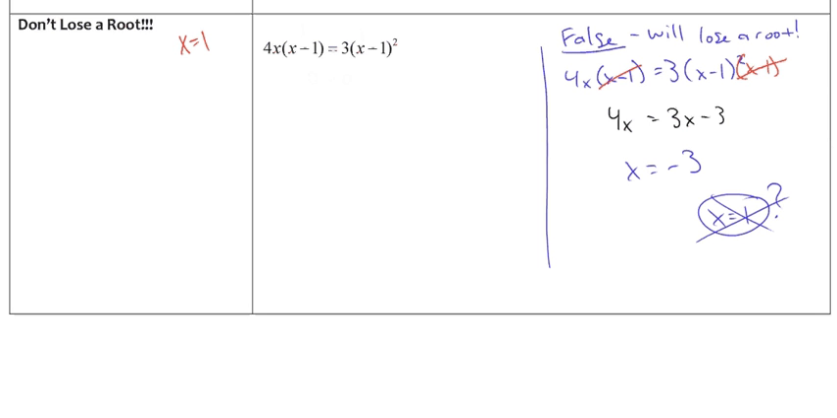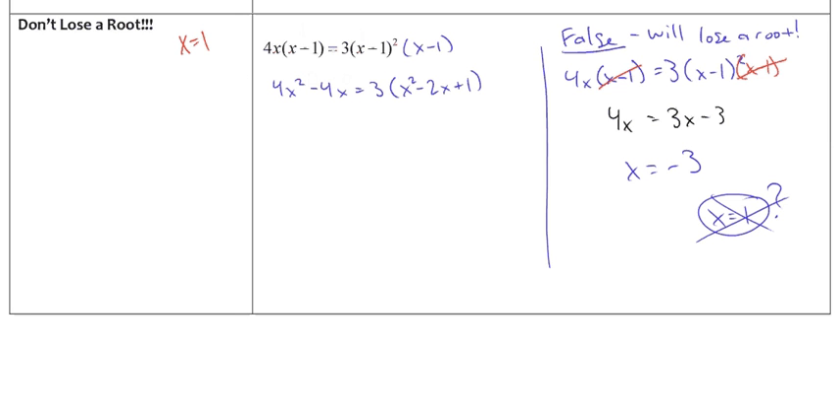So let's come back and take a look at the right way to go about this. Let's not divide it out. Again, you could if you were being very careful and made sure to consider that number as a root. But let's just multiply it all out and not get too fancy here. So 4x times x minus 1 is 4x squared minus 4x. And that's being set equal to 3 times x minus 1 squared. And so x minus 1 squared means x minus 1 times x minus 1. That's 3 times x squared minus 2x plus 1.